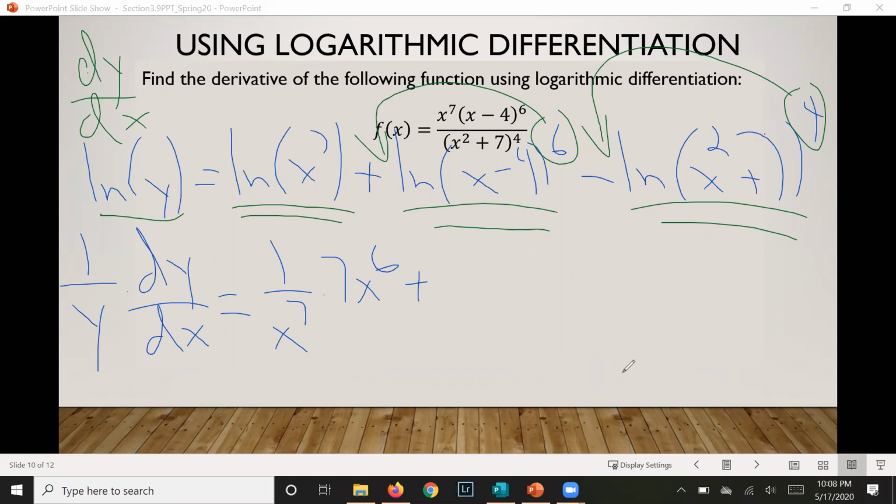Plus, here we move the 6 out to the front, it'll be times 1 over x minus 4 times the derivative of that, which is just 1, minus, we have the 4 times 1 over x squared plus 7 times the derivative of the inside, which is 2x.